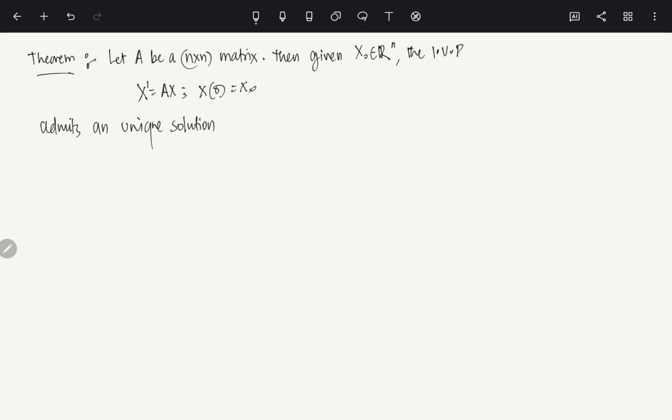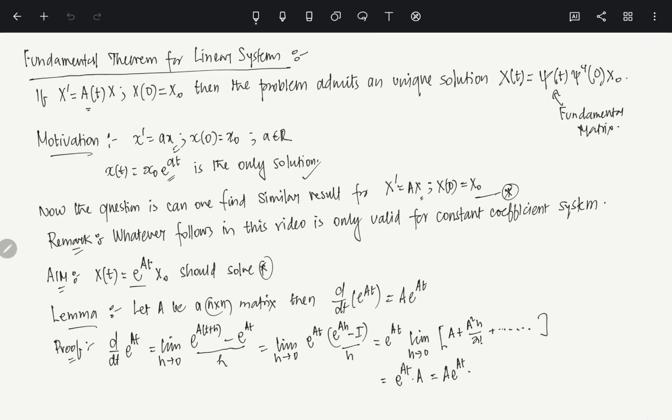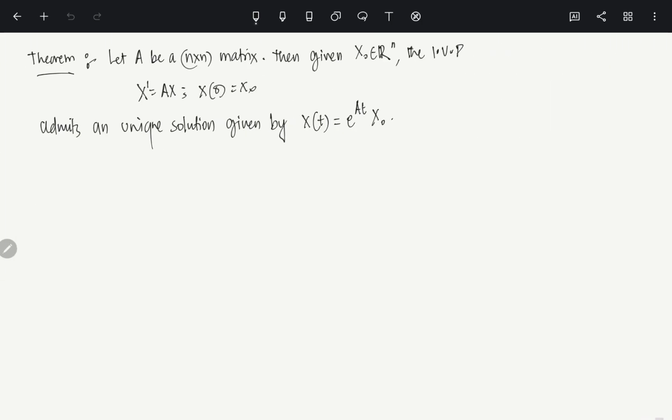What is the unique solution? Given by x of t is e^(At) times x naught. Okay, this is what you see. We were expecting this, right? So this theorem actually says that you have a unique solution. The unique solution is guaranteed by Picard's existence and uniqueness, and you actually say that there is a unique solution which is given like this. Clear? Okay, so how do you prove something like this?